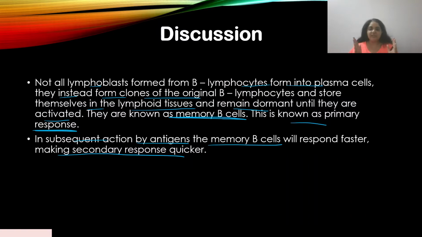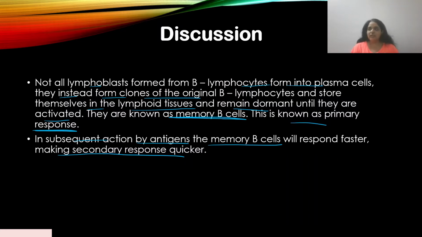So this primary response takes a while, about 10 days for this response to happen. It's called a primary immune response, and that is why you're given a second dose. That is why vaccinations are divided into parts, and in immunization schedules every vaccination is designed in such a way that it is divided into different doses.